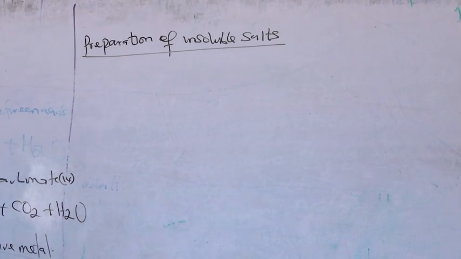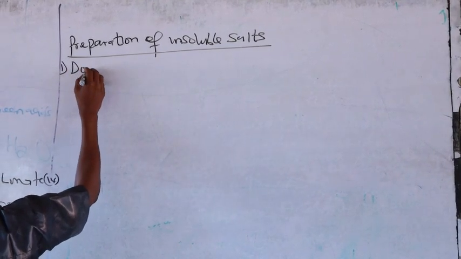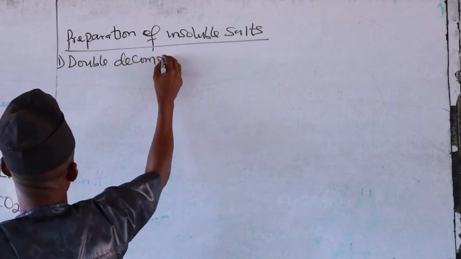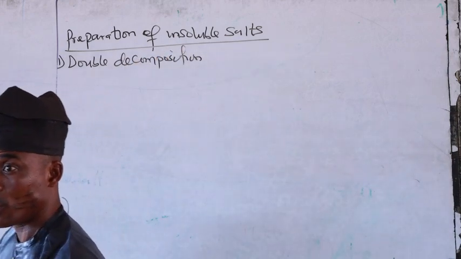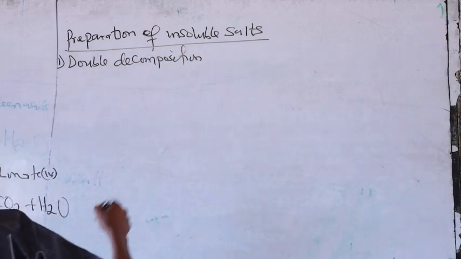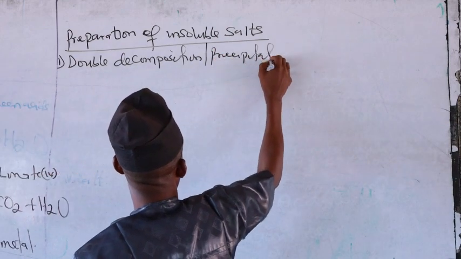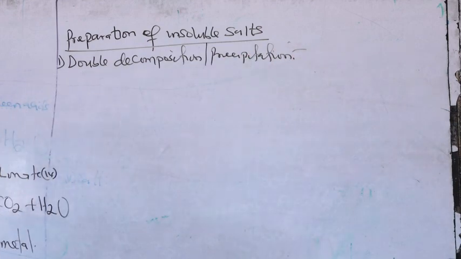Number 1, we can prepare insoluble salt by double decomposition, or you can call it precipitation. I call it double decomposition or precipitation. That means it involves breaking down of 2 salts, and there is going to be exchange of radical between the 2 salts.